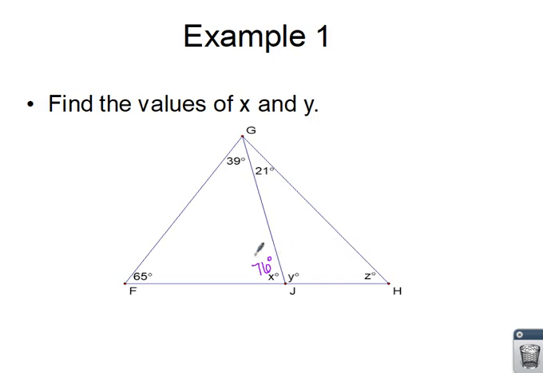Now we have to figure out how to jump across so that we can do the other triangle. If you look at x and y, the two of them together have to make 180 because they make a straight line. So if you take 180 minus 76, we get 104. Now I've got a triangle on the right that has two angles and one defined, so I can take 180 minus 21 minus 104, and then z would be 55 degrees. You've got to be able to find the angles in a triangle all the time.